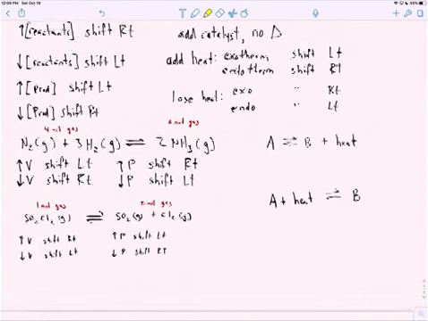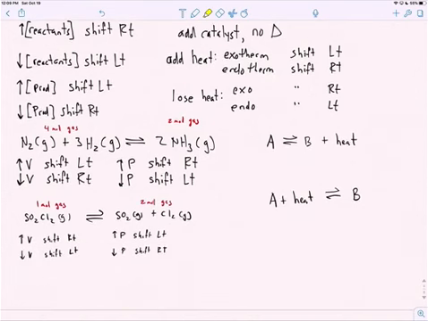And then let's talk about moles of gas. So it depends on which one you have for volume and pressure. So nitrogen and hydrogen makes 2 ammonias. You have 4 moles of gas on the reactant side, 2 moles of gas on the product side. That means that the reactant side has more moles of gas.